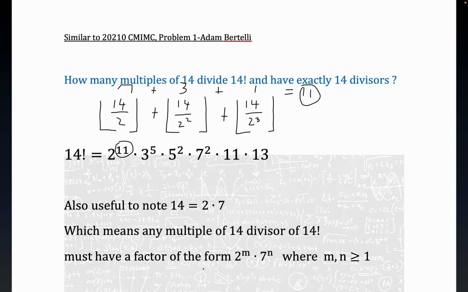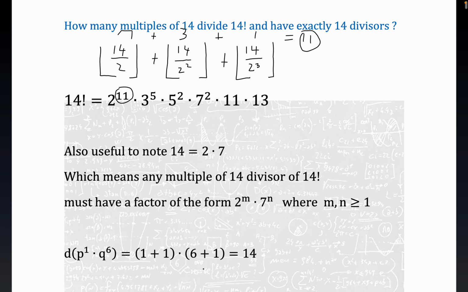Okay. Now, the next thing is there's a result. This is the number of divisors result here. And if you have p and q prime, I should write that down, p, q, both prime.